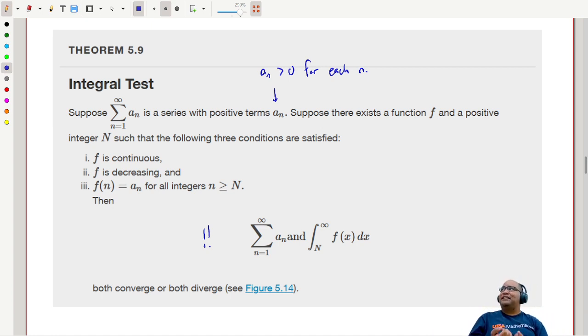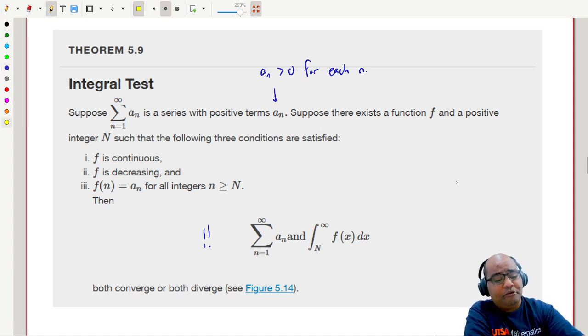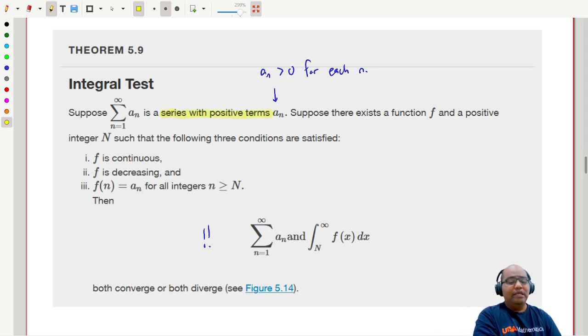So the integral test has a few things. First, you need a series with positive terms. That's very important for this theorem. You need a series with positive terms. Now, after you have determined you have a series of positive terms, you have to make sure you can choose a function f that is continuous, decreasing, and you can actually map it to the sequence, such that we can extend this to the real numbers. Then, when you take the integral, both of those converge or diverge.